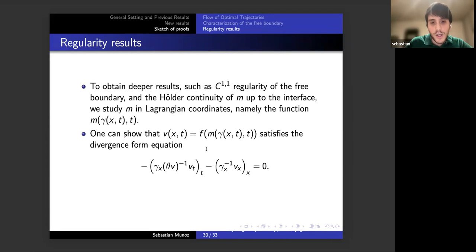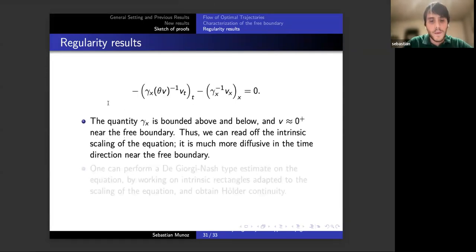And if you look at this equation, let me try to explain a little bit why this equation is nice. So first of all, I'm leaving the equation on the screen. We see this gamma x that appears in the equation, but this gamma x is a positive quantity. We saw that it is the quotient of m0 and m, and it's actually bounded above and below. That's something we can prove. So the gamma x and the gamma x inverse, at least for a preliminary analysis, we can think of as constant multiples, because they are bounded above and below.